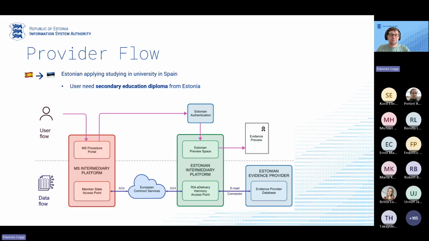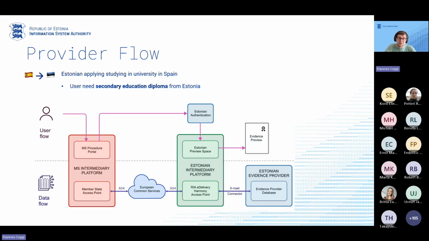So the user starts his journey in the procedure portal and is guided through the process using OOTS. To retrieve evidence, the user is forwarded to the Estonian intermediary platform. The intermediary platform then requests the evidence from the competent authority. And this is where X-Road comes into play.